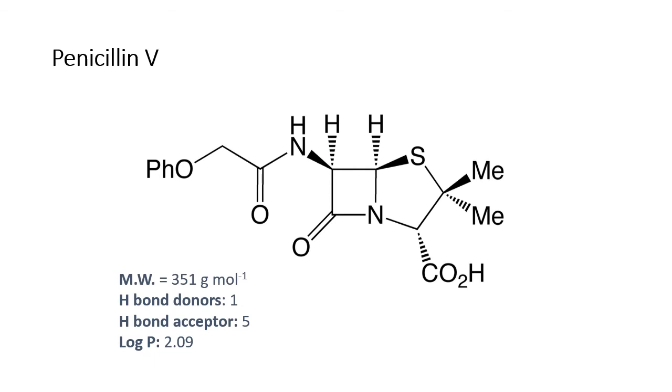This is penicillin V, phenoxypenicillin, and you can see it has 351 grams per mole. It has one hydrogen bond donor, which is on the carboxylic acid there. It has 5 hydrogen bond acceptors. That would be on the carbonyl oxygens, the nitrogen there, and so on. And a log P of 2.09, so it's fairly water soluble. That obeys Lipinski's empirical observations.